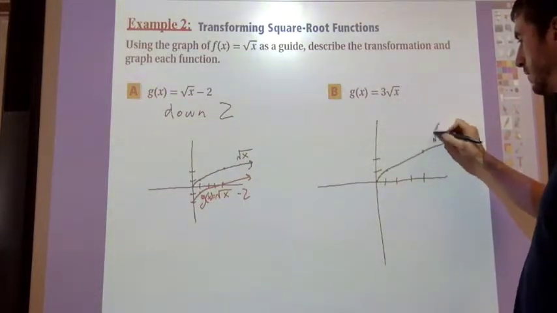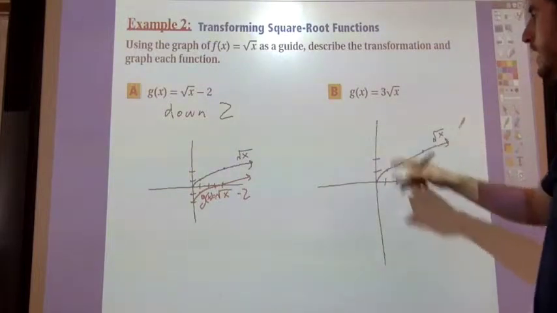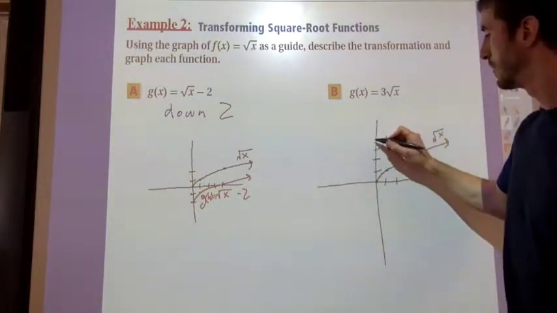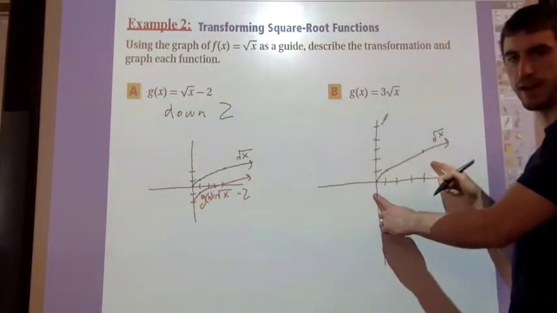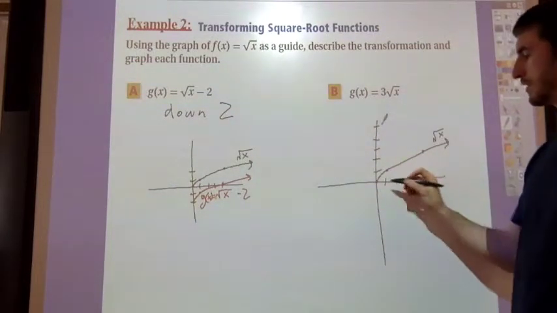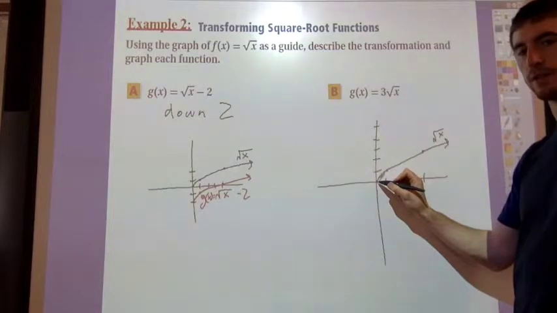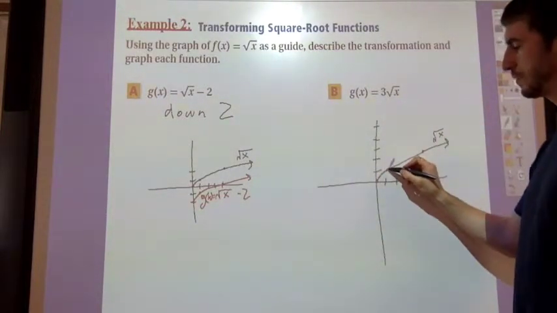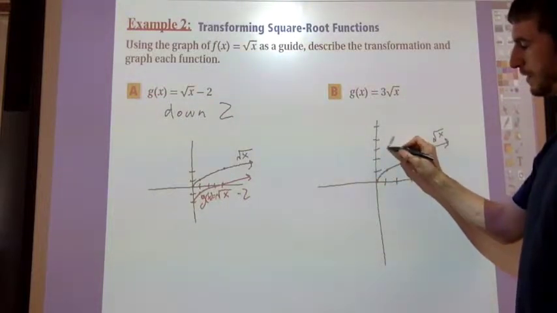That's what the square root of x looks like. And then if I want to stretch it vertically by a factor of 3, I'm going to take each of these points on the graph and just multiply them by 3. So I've got a point at 0. 0 multiplied by 3 is also 0, so I got a point there. This one's at 1, so 1 multiplied by 3 is up here at 3.